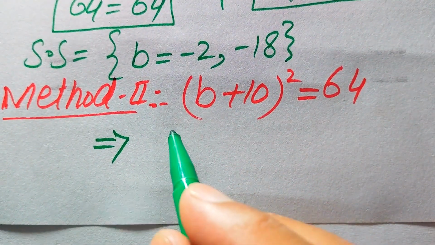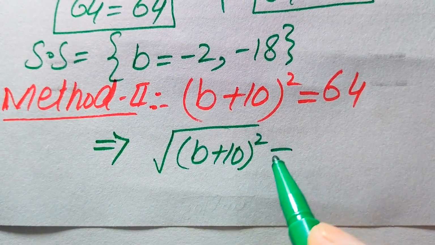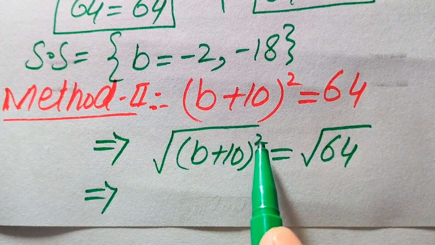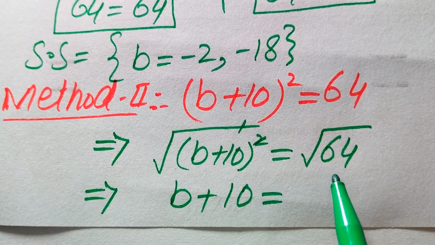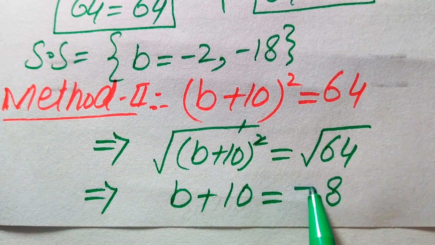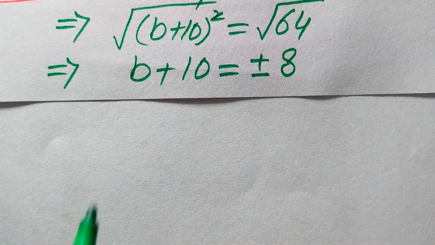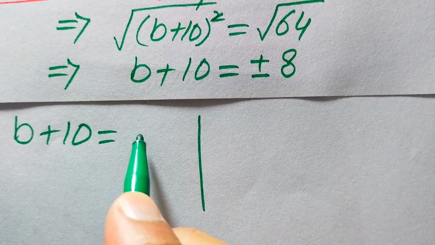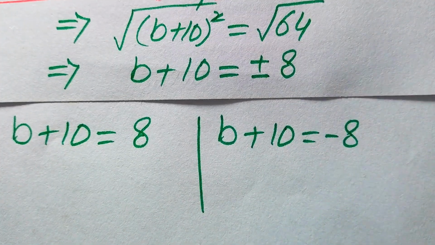Here we take the square root on both of the sides, and this becomes the square root of (b + 10)² equals the square root of 64. In the next step, the square and the square root cancel, and we get b + 10 = the square root of 64, which you know becomes 8. And you see here we apply the square root on both of the sides, so we write a plus-minus sign on any one of the sides. In the next step we divide this equation into two cases. The first case is b + 10 = +8, and the second case is b + 10 = −8.